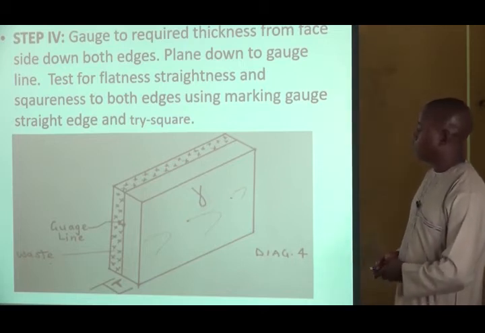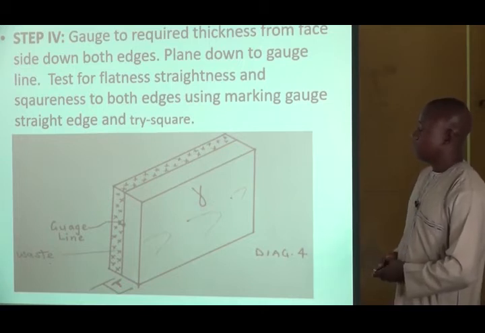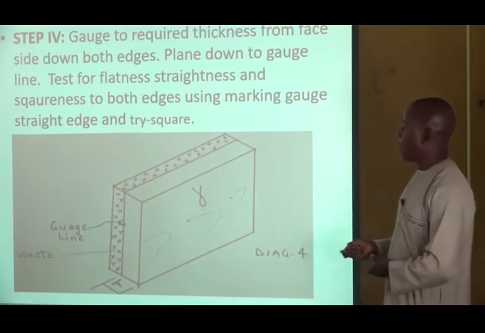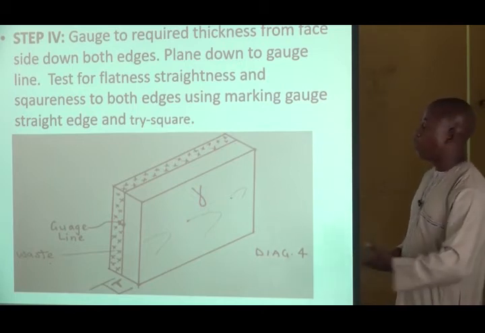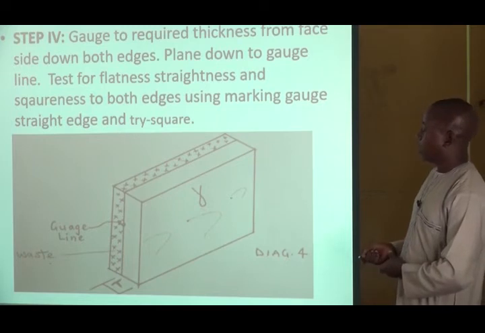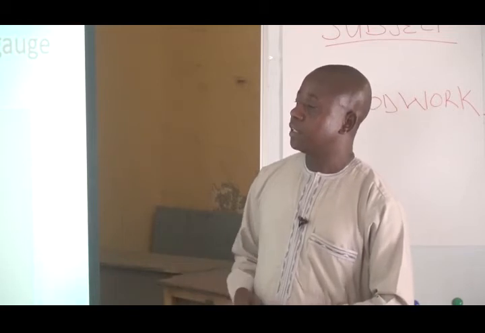We can see from the drawing on the board, the T is the thickness. Where it has been hatched is the thickness, the width of the thickness. The level here has been the gauge line where it has been taken. And from the gauge line to the face, we can see that the marking has been done.